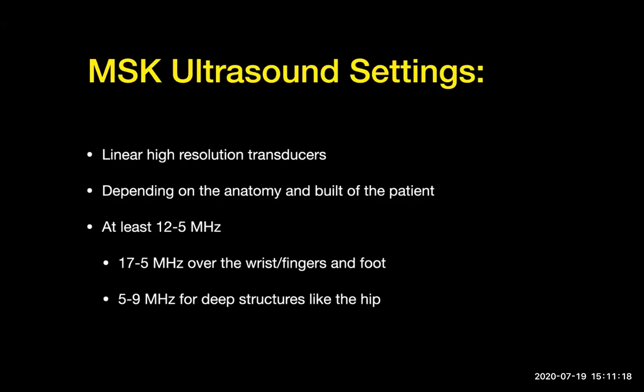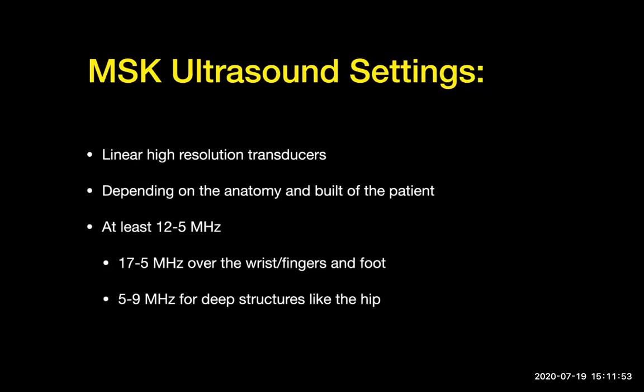Okay, so for MSK ultrasound setting, we can either use, of course, a curvilinear or a linear, but since a lot of these structures may be seen superficially or not so deep, unless we are dealing with nerves in the buttocks or in areas which are very thick, then we would just use a linear high resolution transducer. And of course, depending also on the anatomy and the build of the patient, we will have to adjust which type of transducer we are using. So at least 12 to 5 megahertz.